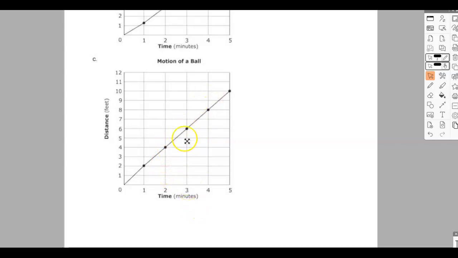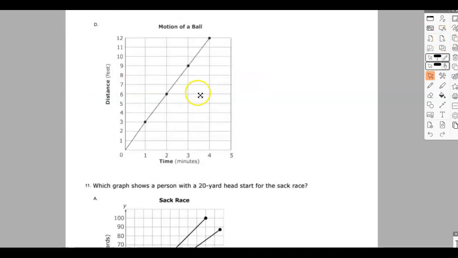This ball, 2 feet in 1 minute, 4 feet in 2 minutes. This one looks like every time it rolls a minute, it goes 2 more feet because 2, 4, 6, 8, 10. I like C. Is there a D to this one? There is. This one rolled 3, so that can't be the answer.